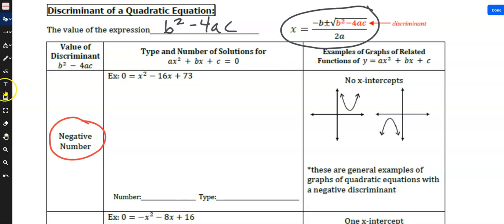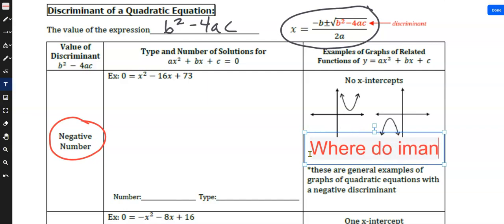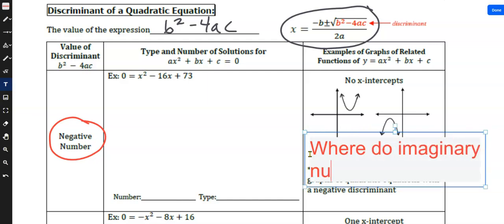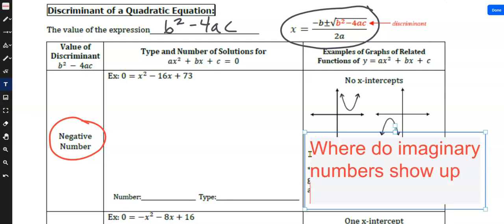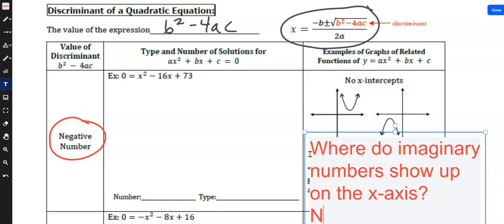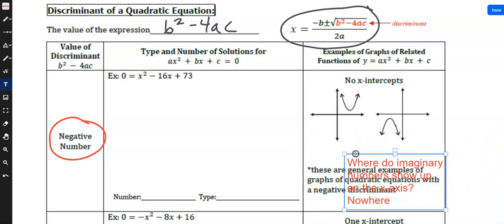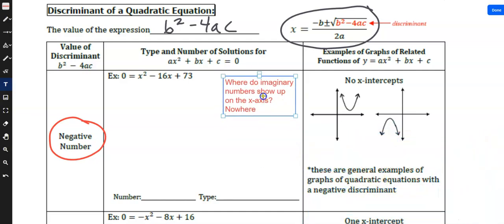And maybe I should ask this question. Where do imaginary numbers show up on the x-axis? And the answer to that question is nowhere. Nowhere do they show up on the x-axis, which means the pictures that are drawn, if you can look at the two pictures that are drawn over here, you can see that they never cross the x-axis at all.